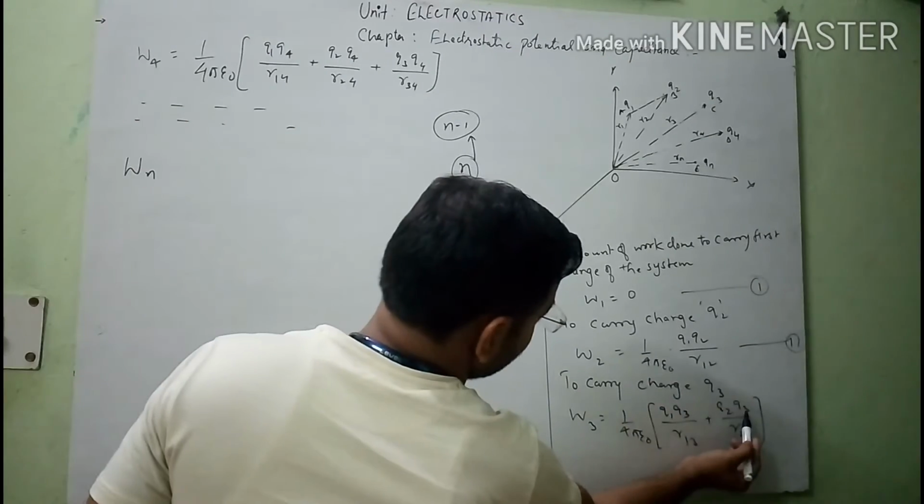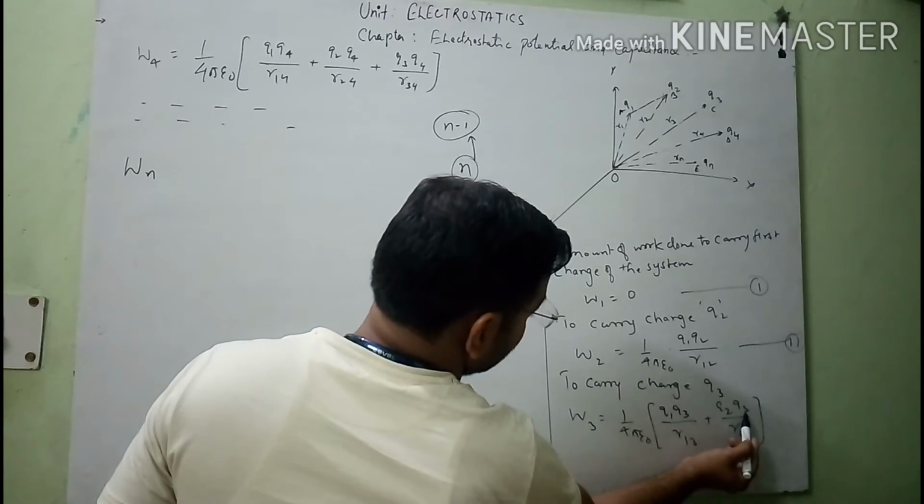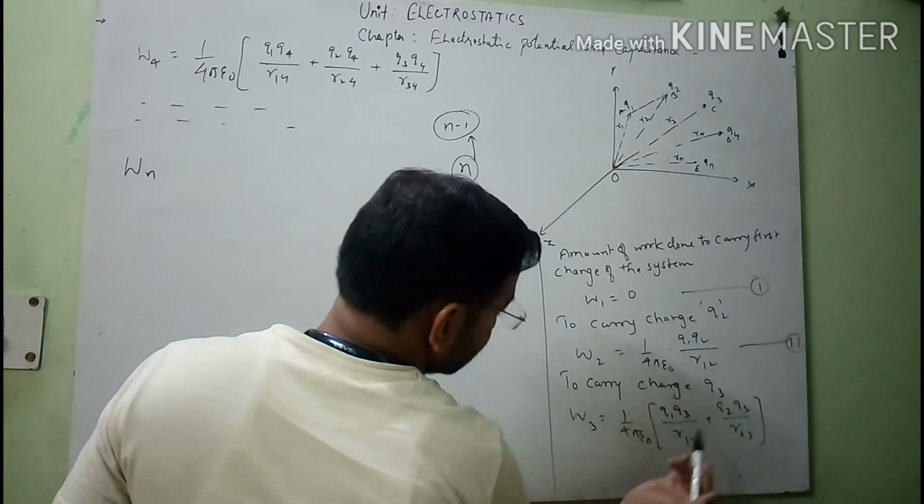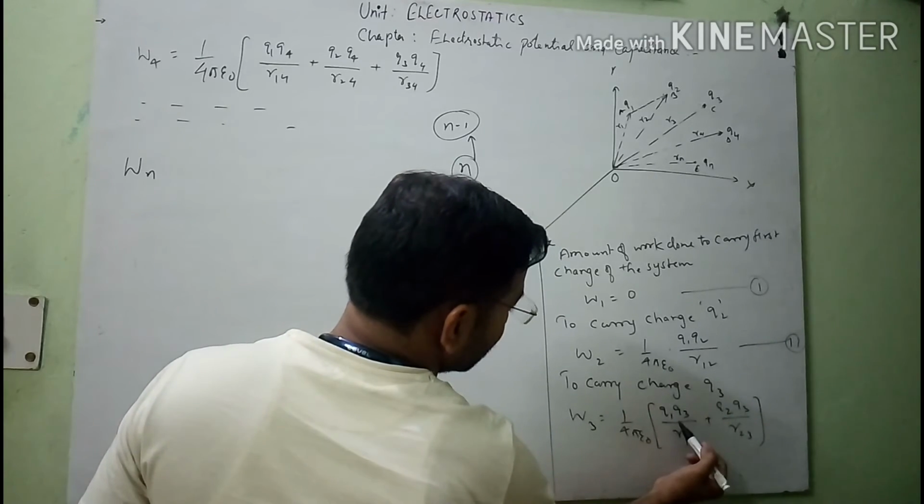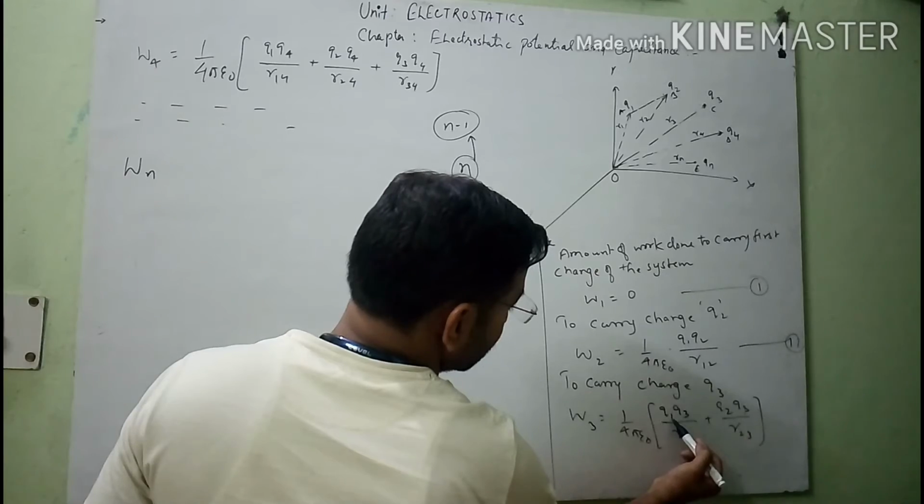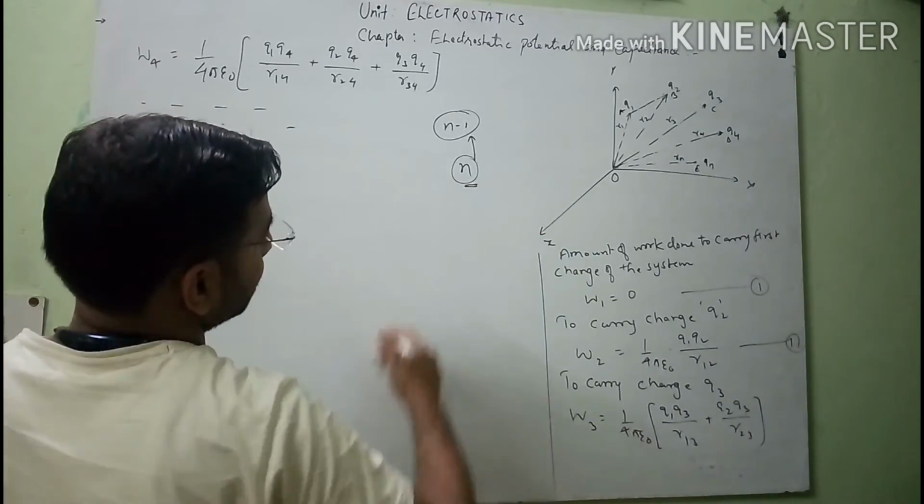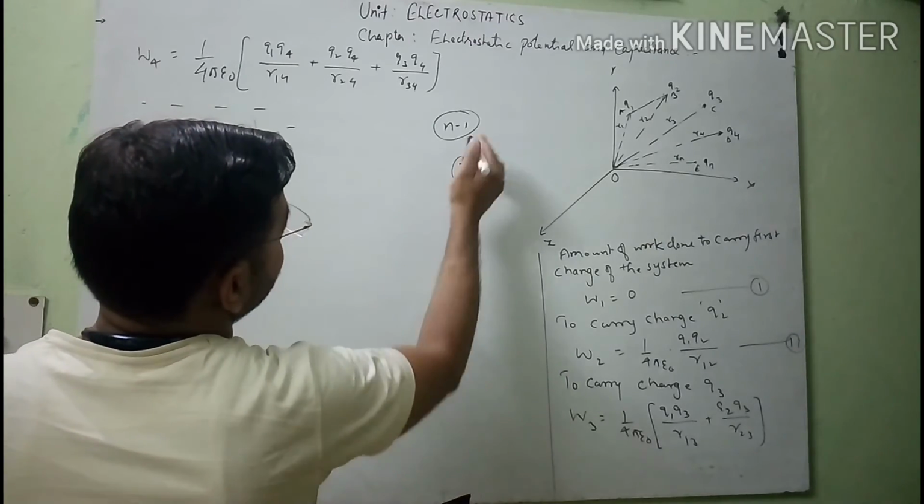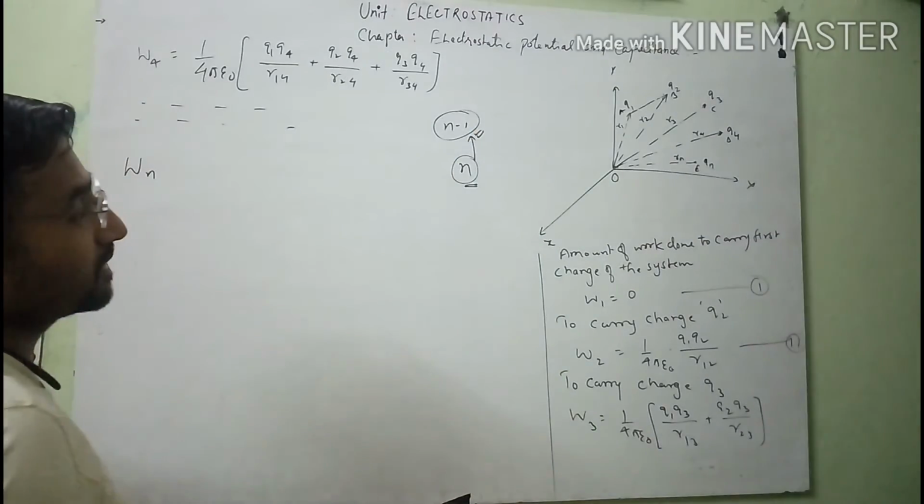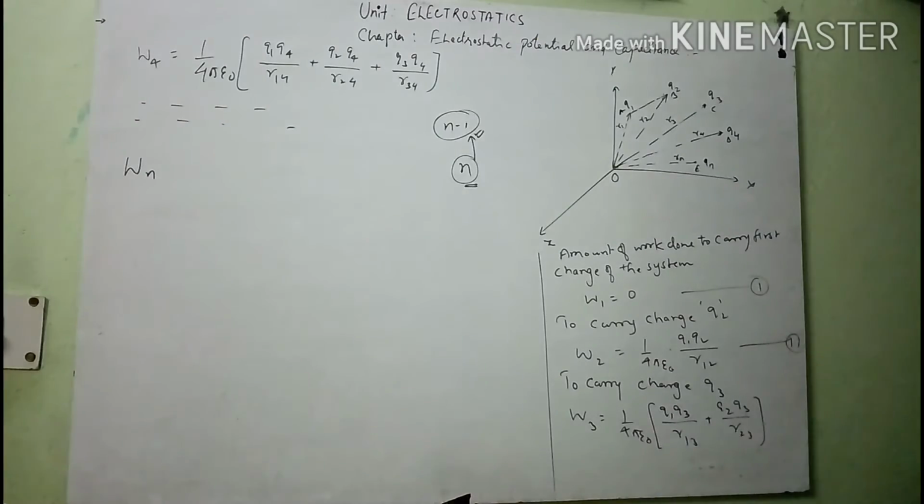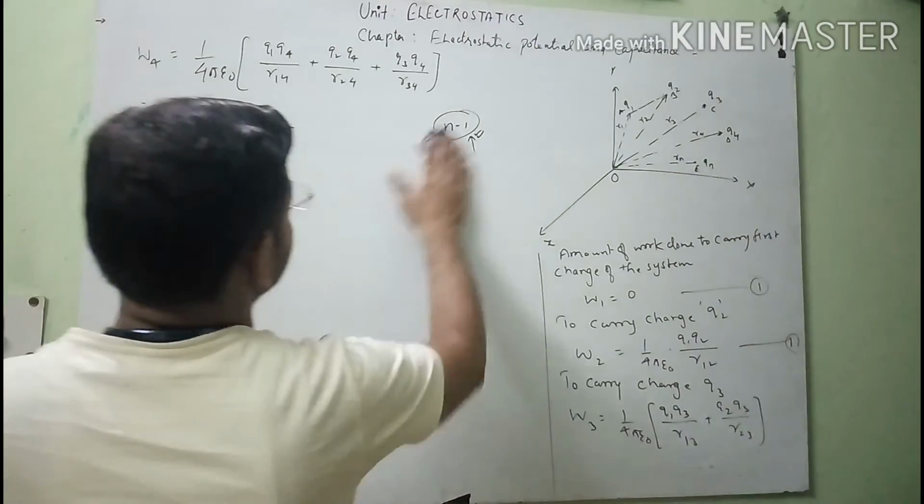Similarly, when we carry the charge Q3, it will do the work against one less charge, that is 2. In a mathematical way, you can understand the terms 1 and 2. Similarly, when we carry the nth charge, it will do the work against the n minus 1 charges which are already present inside the system.